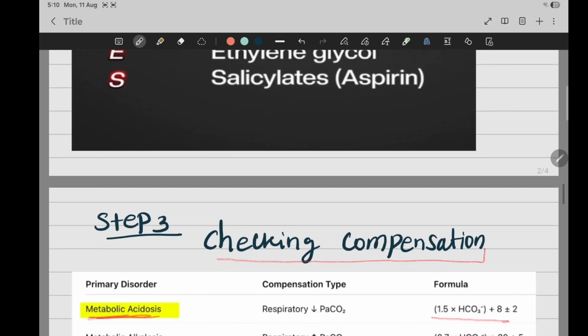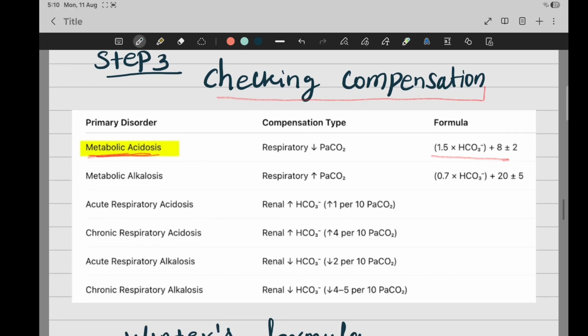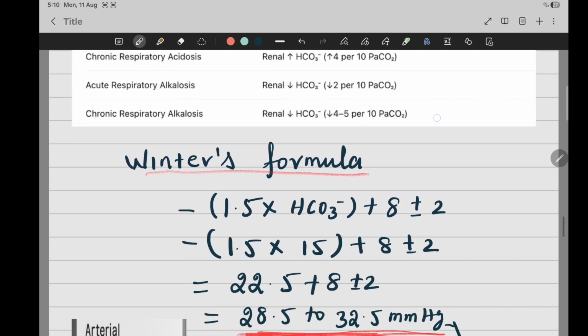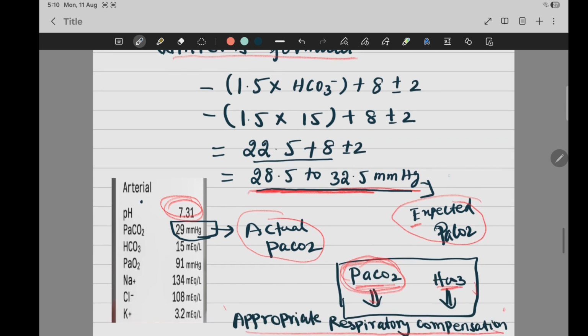Okay, next step number 3, checking the compensation. Here bicarb was coming down and PCO2 is also coming down. Now when you see the primary disorder is metabolic acidosis, you use the next formula, the Winter formula: 1.5 into bicarb plus 8, plus or minus 2. Applying the patient's value, you get a range of 28.5 to 32.5 mmHg. This is the expected carbon dioxide level in that ABG.